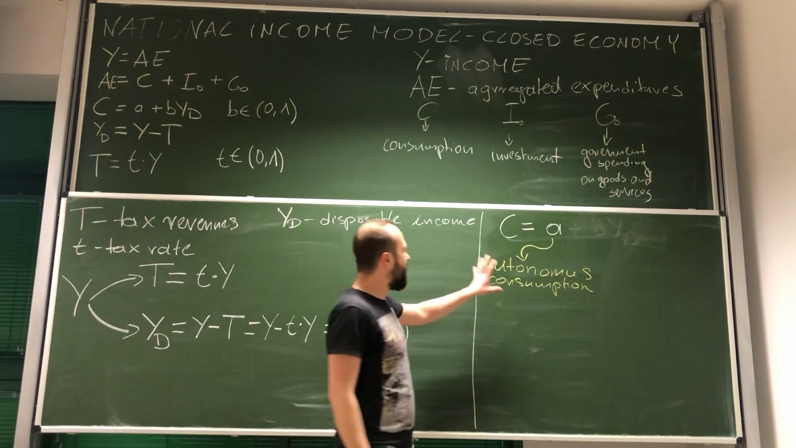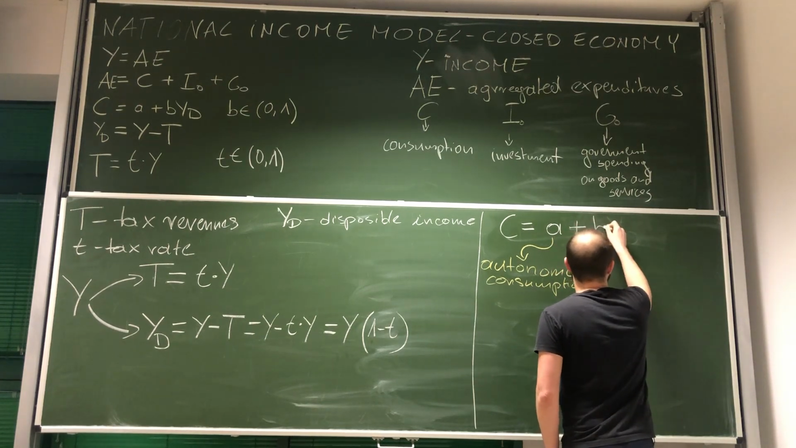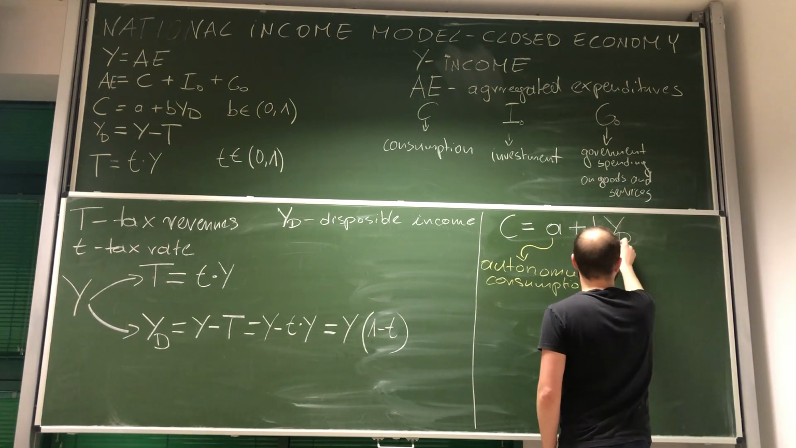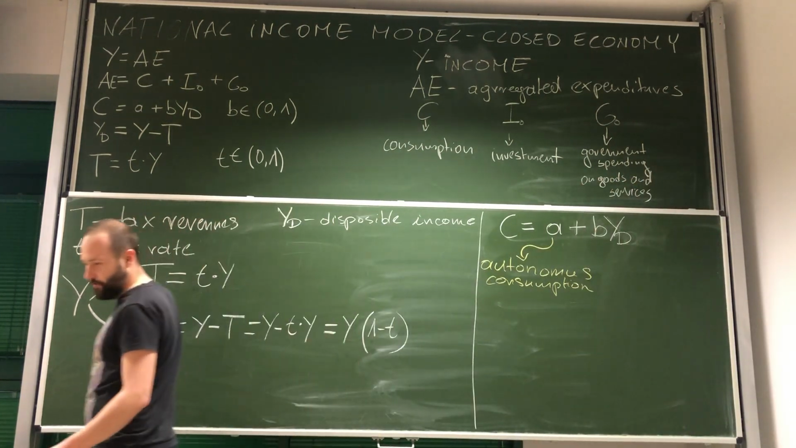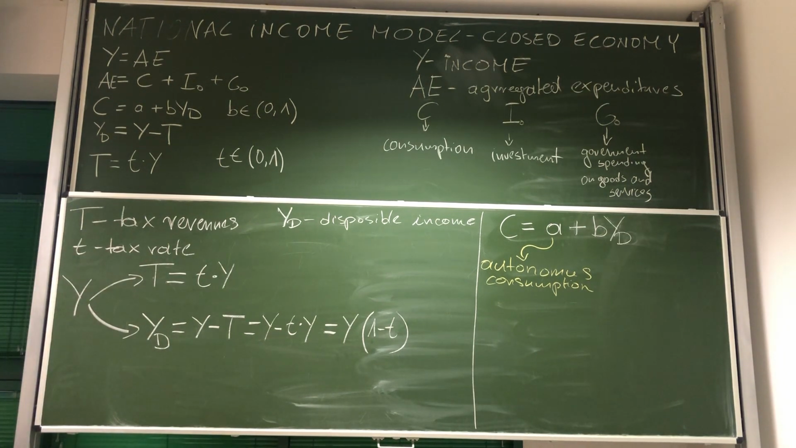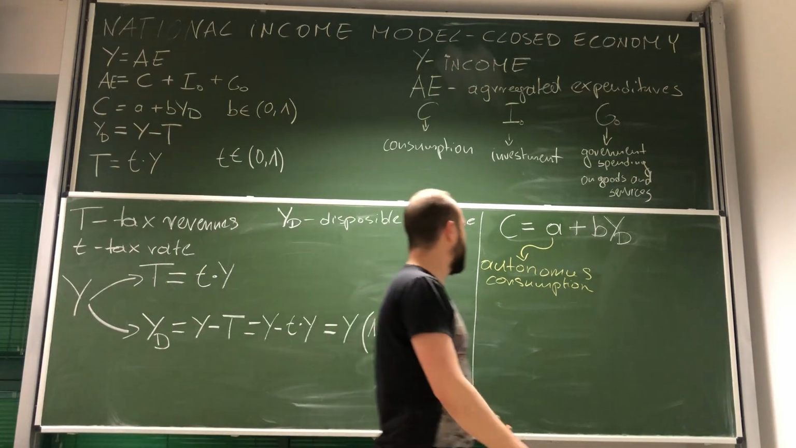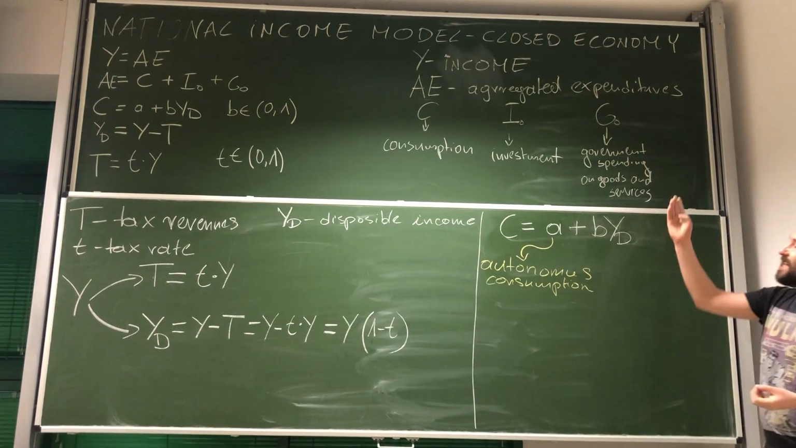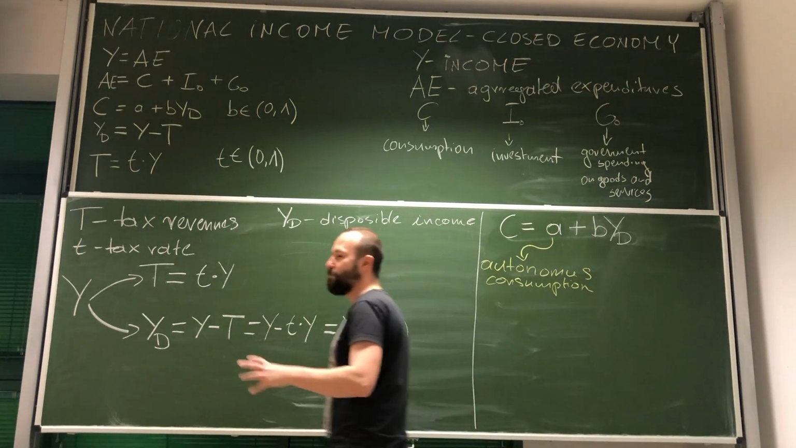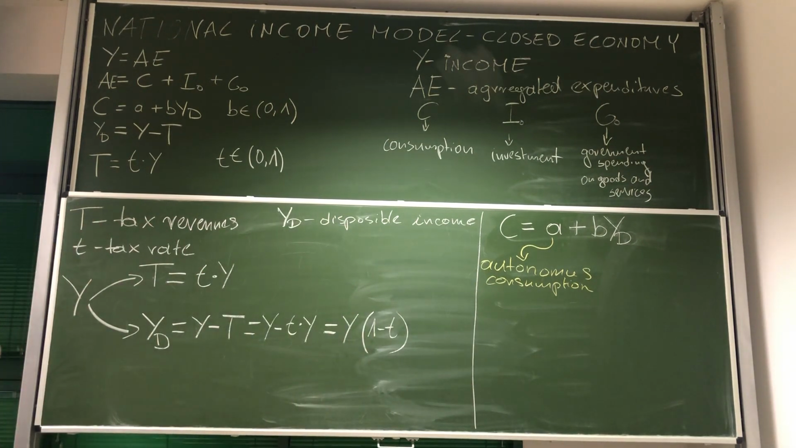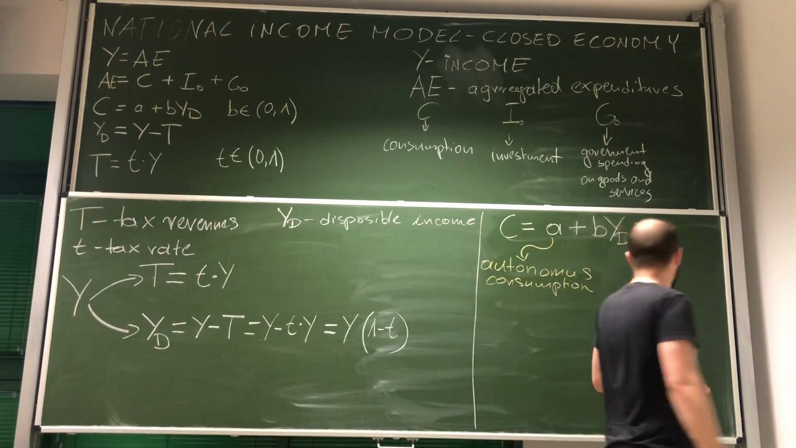Now that we've defined autonomous consumption, we can proceed with B times YD. Look, B is between 0 and 1. Again, this is a rate. This is a number between 0 and 1 because we are assuming that people are spending at least some of their income on consumption.